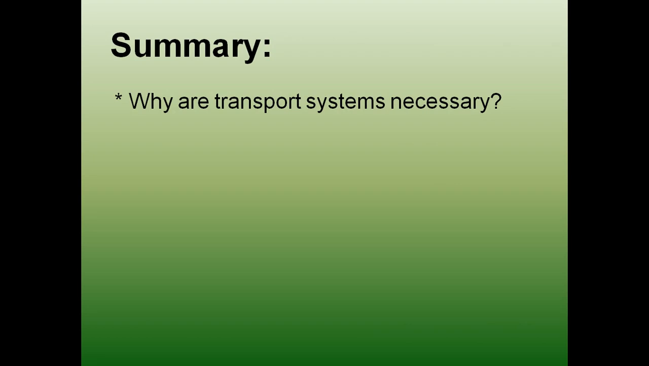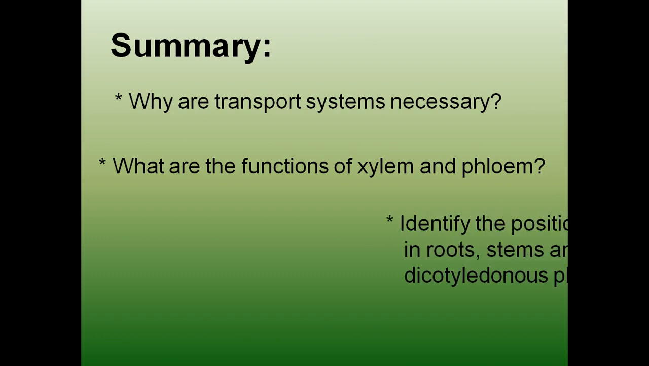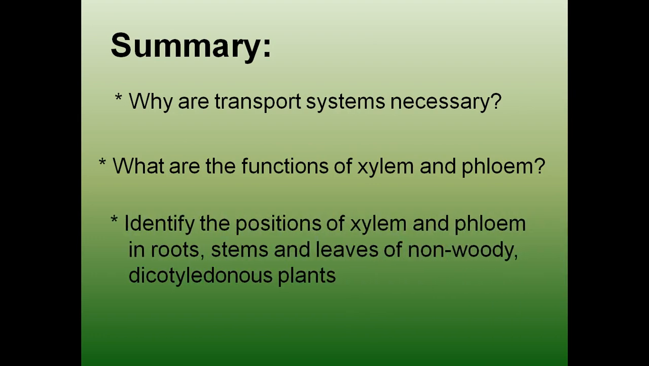To summarize, in this lesson we covered why transport systems are necessary in larger organisms, the functions of xylem and phloem and the basic structure of these vessels, and we also identified the positions of xylem and phloem in the roots, stems and leaves of dicotyledonous plants. This is the end of Transport in Plants Part 1.